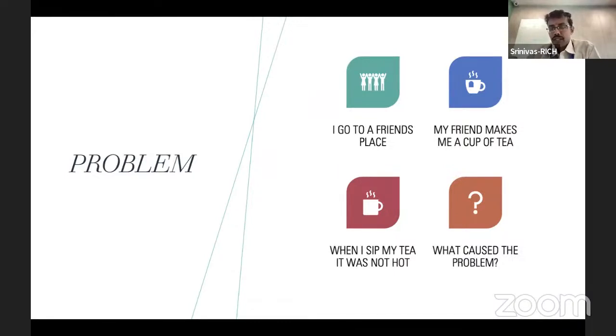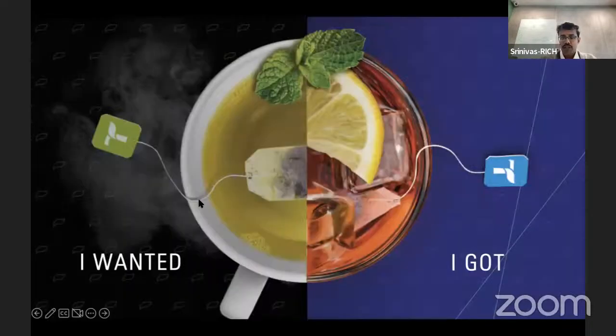Okay, so you're right that somewhere there's a mismatch. I was expecting a hot cup of tea, and what came to me was not hot. But maybe my requirements also were not very clear to you. Maybe I should have asked for a hot cup of tea, and you decided to make me a cold cup of tea because it was already so hot outside. And you said, I'll give him a cold iced tea, and you brought me cold iced tea, right? So it could happen because of multiple things.